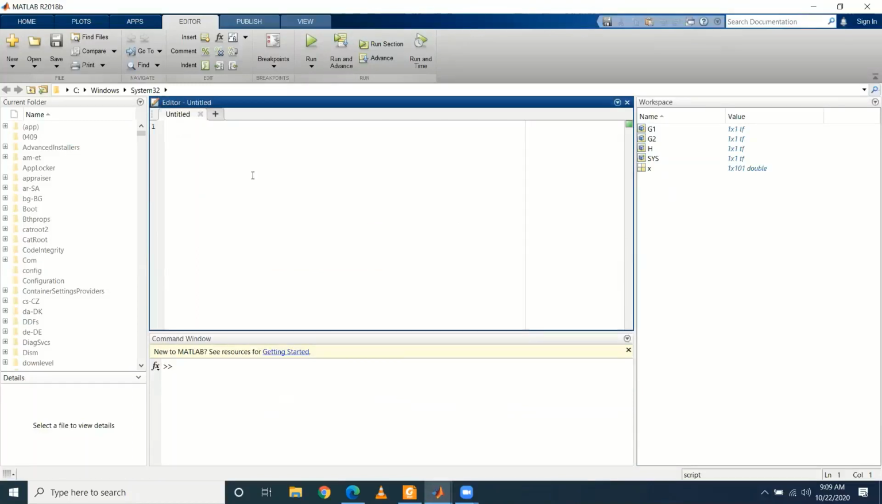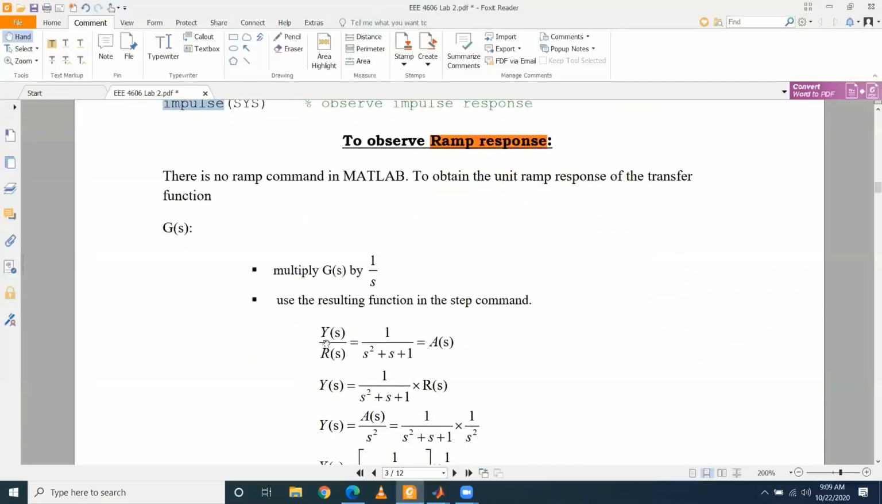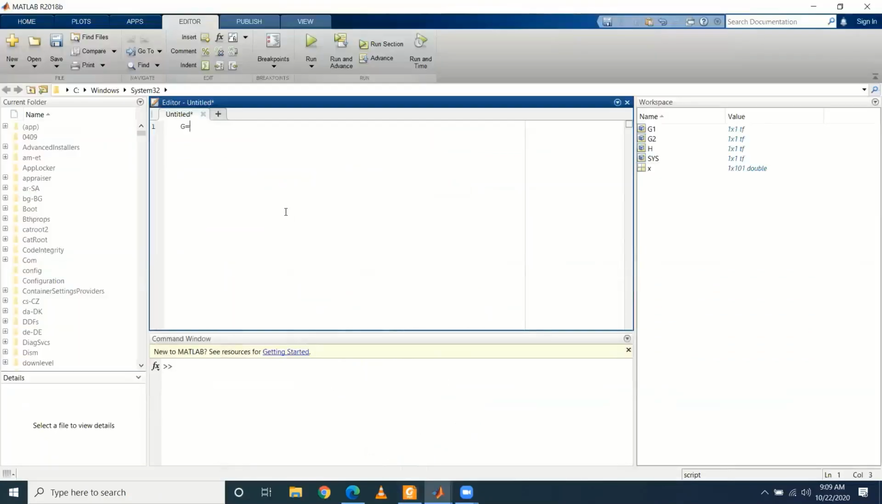So let's start with the transfer function. Suppose the transfer function is g. Let's use the symbols in the lab sheet for less confusion. So we have y by r, y and r. Suppose we have r, which is the input, g, which is the TF, and y, which is the output. So what is the normal formula? g equal to y divided by r, right? Transfer function equal to output divided by input.